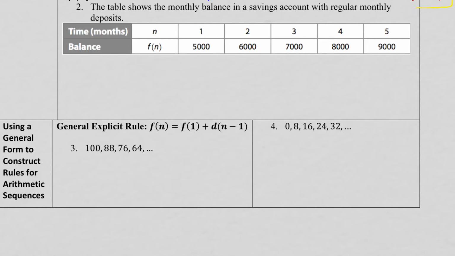Watch as we do it again. The table here shows the monthly balance in a savings account with regular monthly deposits. First thing I'm going to do, before I start writing f of 1, f of 2, and so on, is try to figure out what the common difference is. What is the difference between terms here?